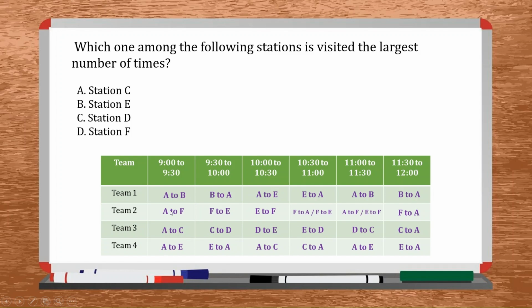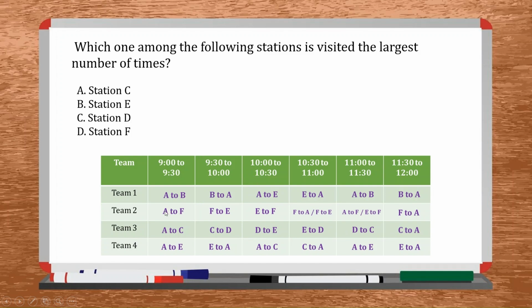Station E: team 1 is going just once. Team 2 is going once or twice. Team 3 is going once and team 4 is going twice. So station E is being visited at least 4 times. It can go up to 5, at max 5 and at least 4. Station D is only being visited by team 3 and it's twice. So station D is also twice.